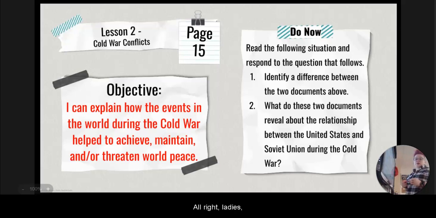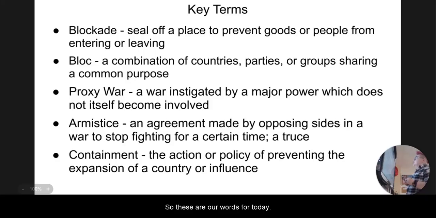All right, ladies, so this is lesson two, Cold War conflicts. We are going to focus on explaining how the events in the world during the Cold War helped achieve, maintain, or threaten world peace. So these are our words for the day.